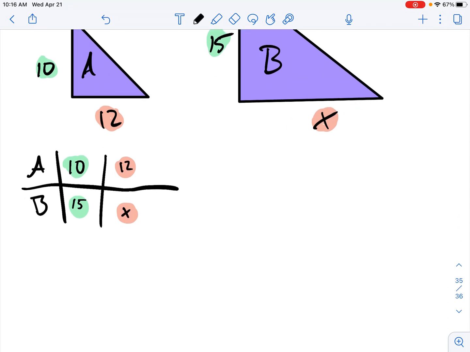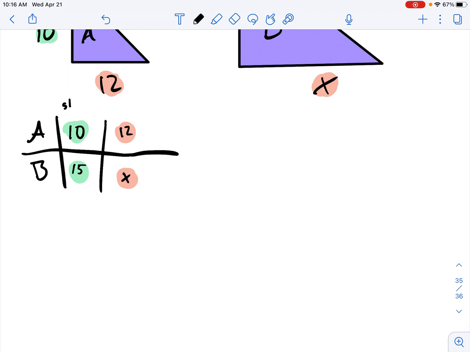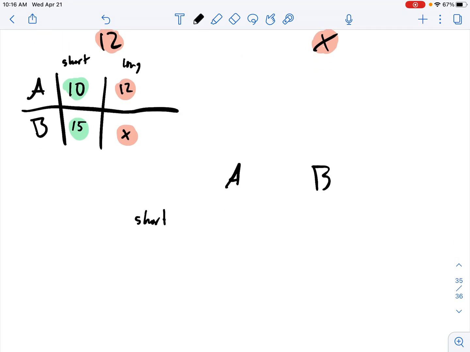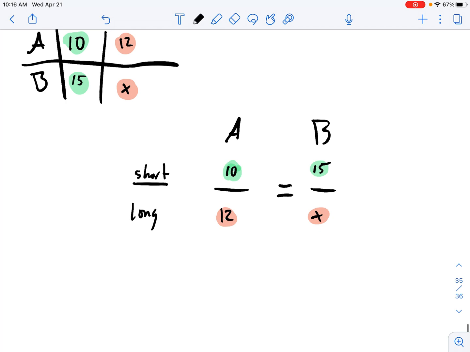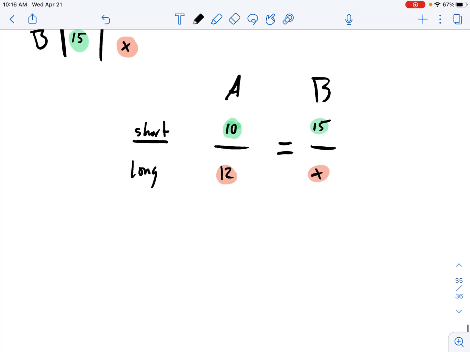So when we're setting up our proportion, remember this is short, this is long. And when we set up the proportions, we have a and b, and we'll have short over long. So what that means is we'll have the long side in the denominator, and the short side in the numerator. So we'll have 10 over 12 equals 15 over x, right? If they're proportional, they will be equal to each other.